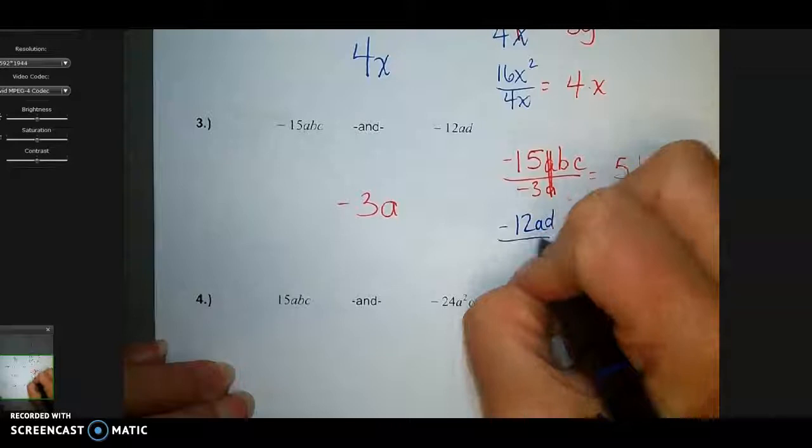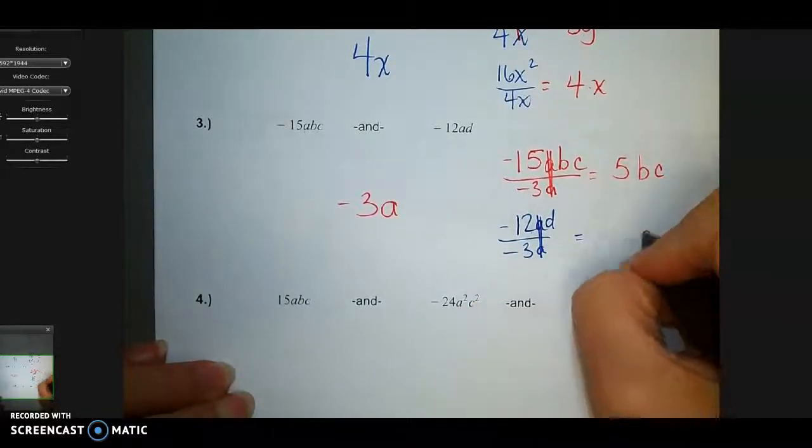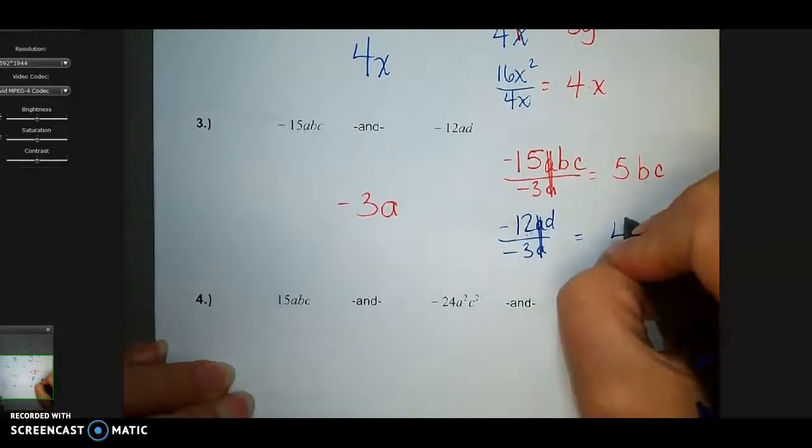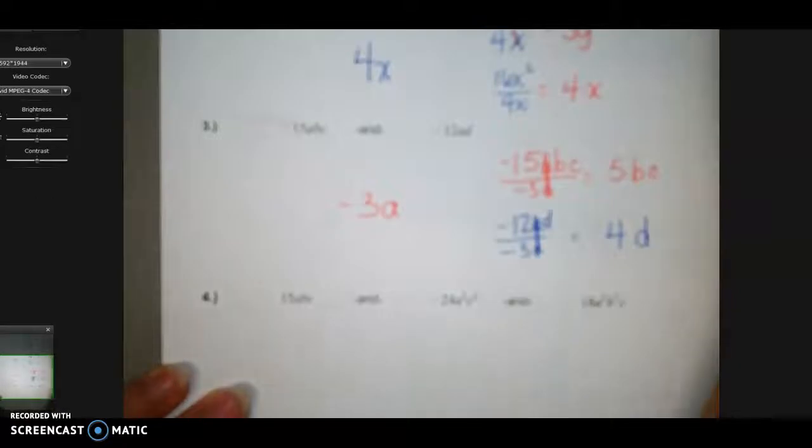Negative 12ad divided by negative 3a. The a cancels out. I still have the d left, and negative 12 divided by negative 3 is 4. So still they have nothing in common. We're good.